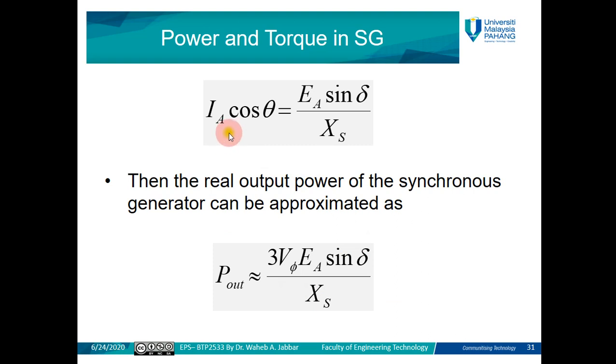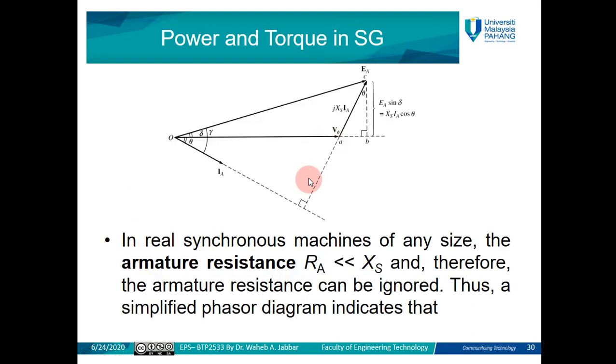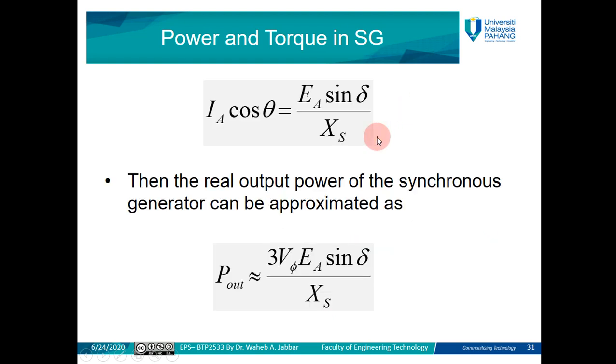So IA cosine theta will equal EA sine delta over XS. As you can see from this, EA sine delta will equal XS IA cosine theta. So IA cosine theta will equal the armature voltage sine delta over XS. So you can see this is the new formula to represent the current times the power factor.